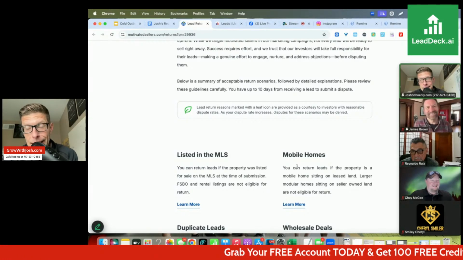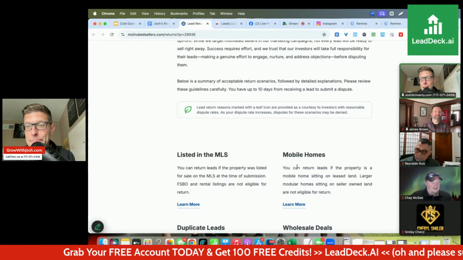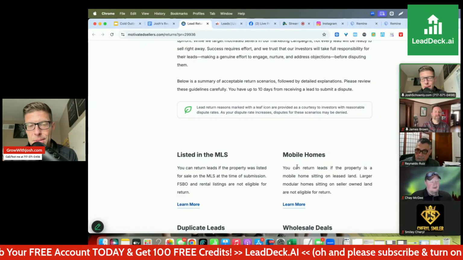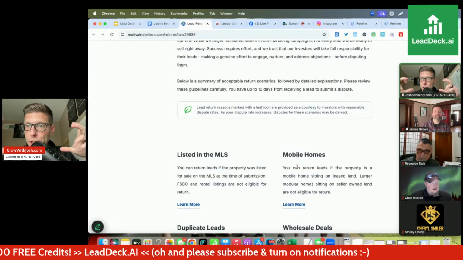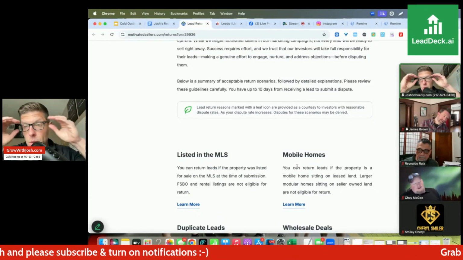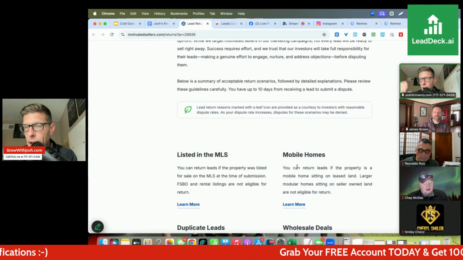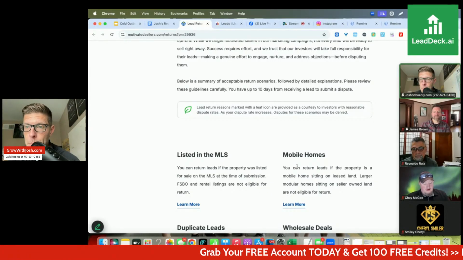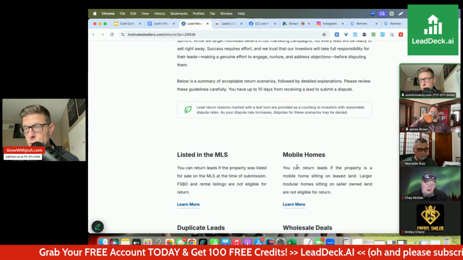I mean, I don't know what to tell you. I pay them enough money, right? Their leads are expensive, but all I have to do is say dispute, and I'll take a screenshot of the MLS or even Zillow, whatever shows that this is a mobile home on leased land. I upload it, and usually within 24 hours or less, they'll just credit it back to your account, so you can reuse the money.